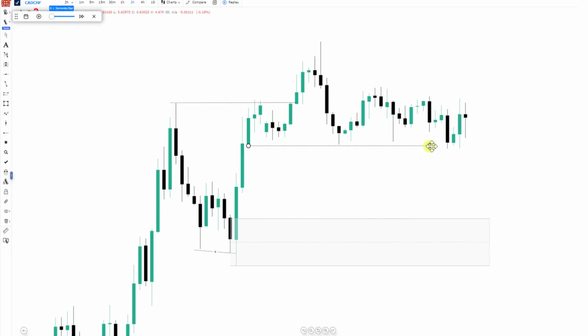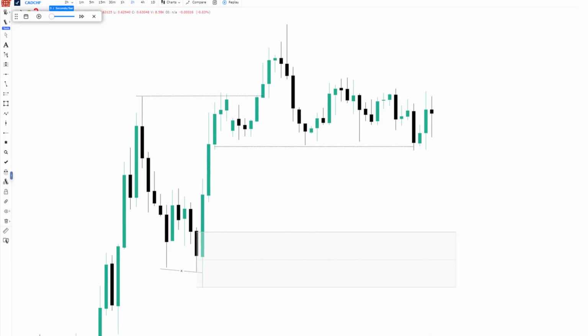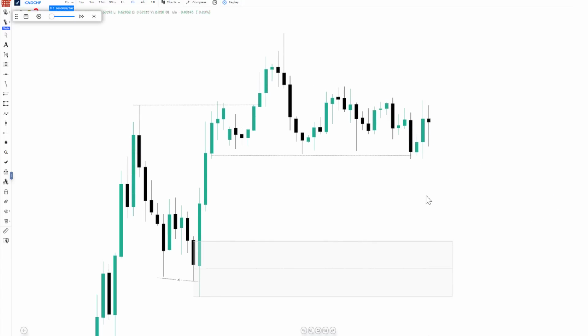Now price continues to build liquidity, and at this point we have the sweep of that liquidity, and this is what you need to understand in the market. Now that we have a sweep of liquidity, this is another good area.